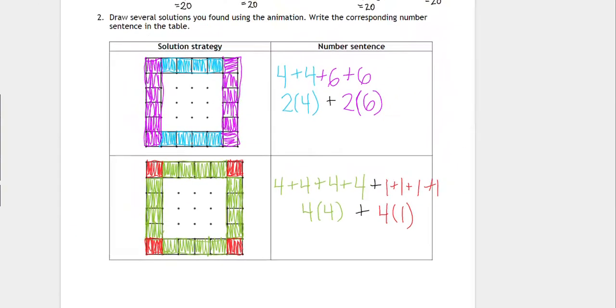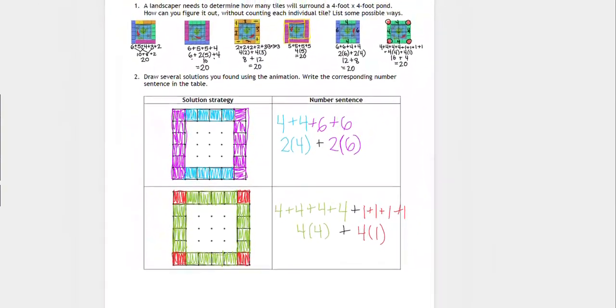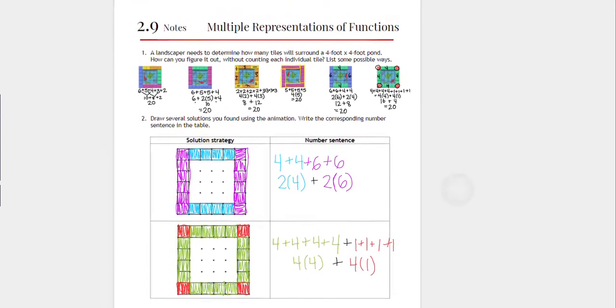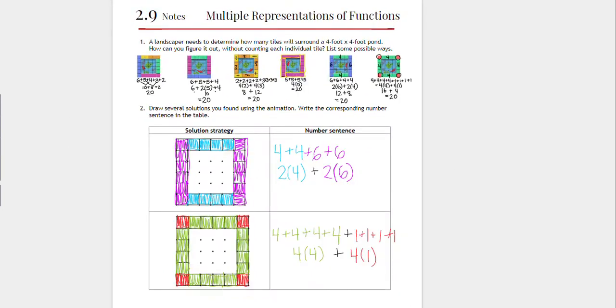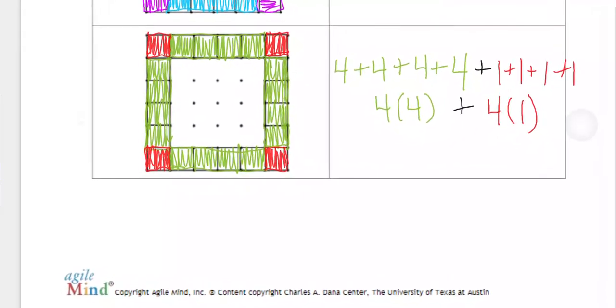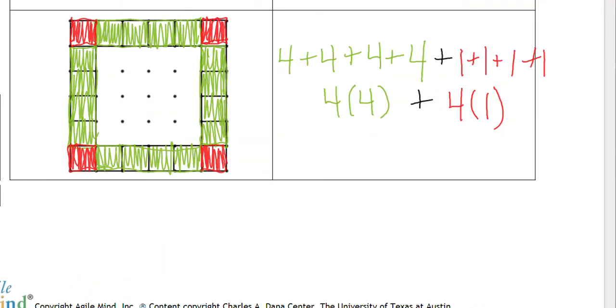So far we haven't really looked at any patterns or trends, but we have gotten a very in-depth view of all the different ways that we could analyze this. And this is a very, very algebraic problem. Moving forward, I'm going to focus on this bottom one right here, using 4 times 4 plus the 4 times 1. And we will figure out why more extensively in the next part.